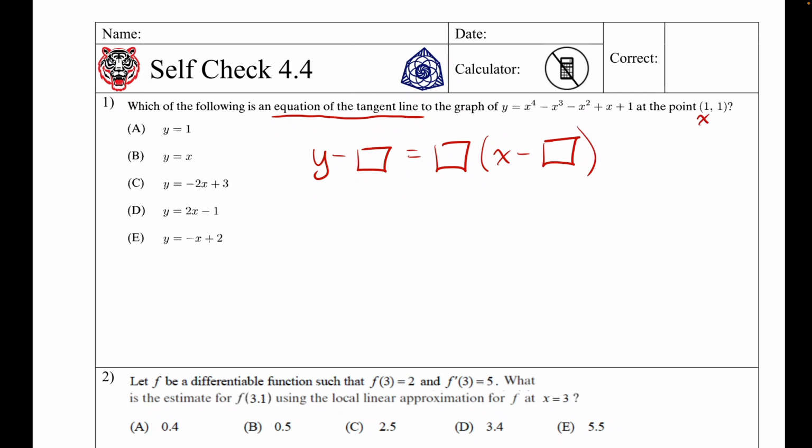It tells us the x coordinate is 1, so I plug in the x coordinate of 1. It tells us the y coordinate is 1. And then we just need to find the slope, and we're done. The slope needs the derivative. We don't have the derivative, so let's find the derivative.